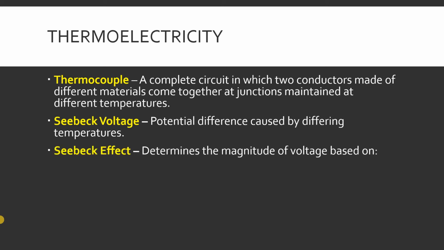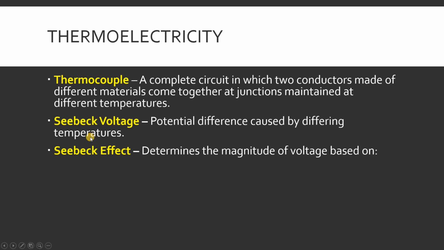I wanted to mention these two terms. It mentions these on page 375, the Seebeck effect, basically. Seebeck is named after Thomas Seebeck in the late 1700s, early 1800s. The magnitude of Seebeck voltage depends on a couple of factors. Seebeck voltage is the potential difference caused by the differing temperatures, and potential difference is the same thing as voltage. First of all, you can create electricity with two conductors that have different temperatures, and you get what's called Seebeck voltage. It's a potential difference or voltage caused by different temperatures.